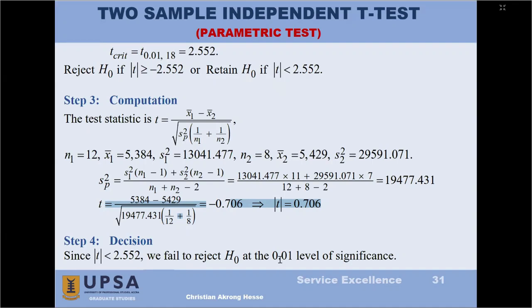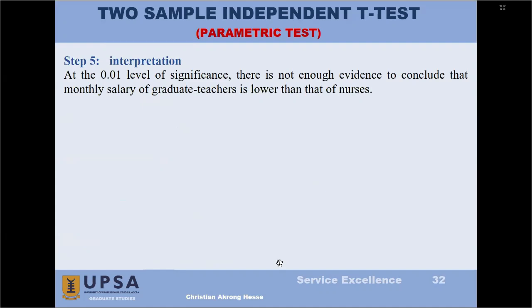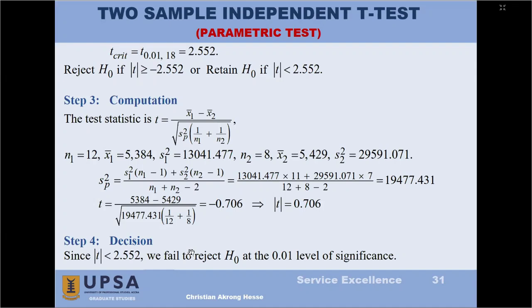And we conclude that there is not enough evidence to conclude that the monthly salary of graduate teachers is lower than that of nurses. You say that we fail to reject H naught, or we retain H naught, is also correct. We fail to reject H naught is the correct statistical wording, but business people sometimes use the word retain, so that's why I'm also using that one.